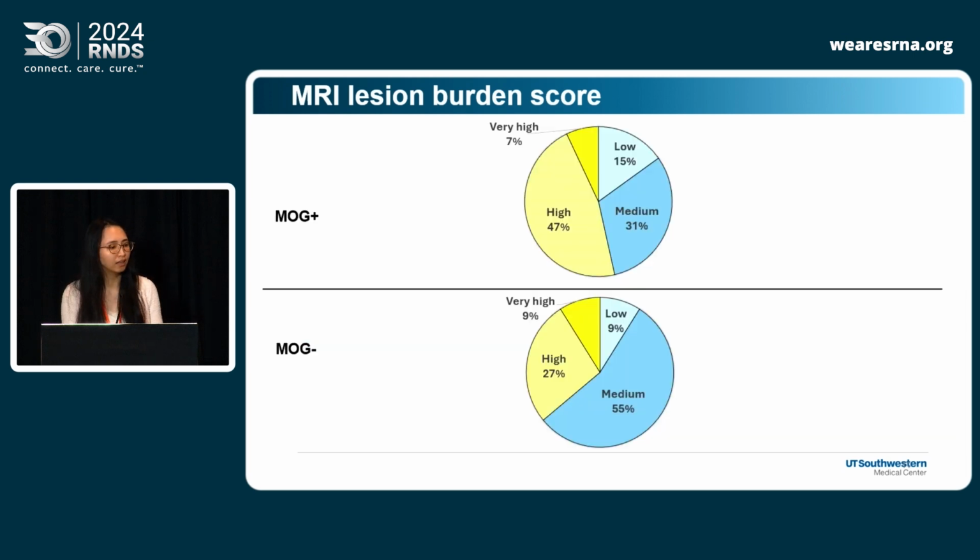And so if we look at the MOG-positive cohort, looking at the level of high and very high lesion burden, this made up a little over 50% of the patients, whereas it was only about a third of the patients with MOG-negative. So maybe this suggests that there's a greater lesion burden in the MOG-positive cohort.